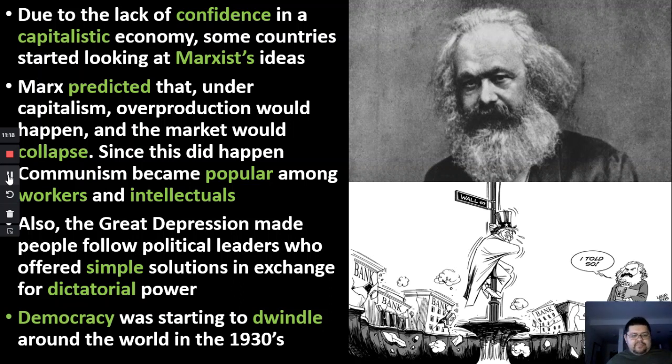communism. Now, also, the Great Depression made people follow political leaders who offered simple solutions in exchange for more power, to be like a dictator or an emperor type of thing. So democracy actually started dwindling in the 1930s around the world. And this is going to eventually lead up to World War II and people like Hitler and Stalin and Mussolini.